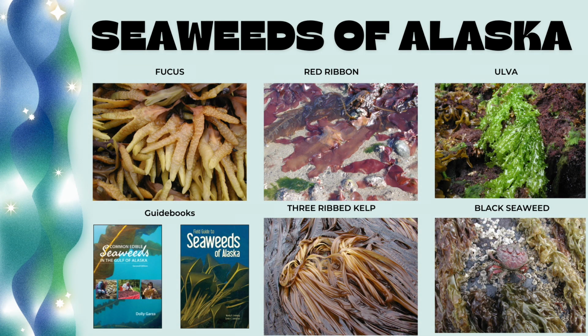Alaska has an incredible diversity of both macro and microalgae. The seaweeds you see here are just a few examples. Can you spot the 2 species that I found at the beach? Bonus points if you can find the crab. Seaweeds play an essential role in the Alaskan ecosystem as food, habitat, and more. Here are 2 great guidebooks for identifying the seaweeds of Alaska: Common Edible Seaweeds in the Gulf of Alaska and Field Guide to Seaweeds of Alaska. Next time you visit a beach, see what you can find.